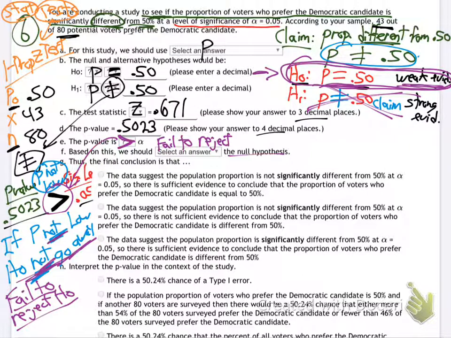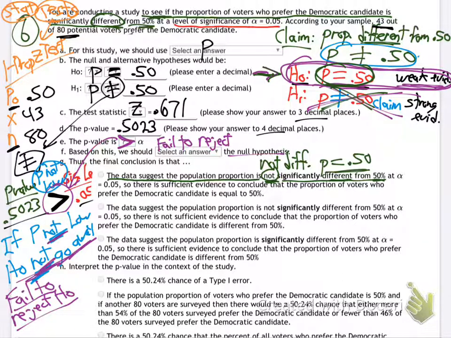And now for our final conclusion. Come in here and take a look at it. Is it the first one? The data suggests the population proportion is not significantly different from 50%. Is that true? Is it not different from 50%? Yeah, that's true. We rejected the other one, and we're keeping H0, which says it's equal to 0.50, which means it's not different. So that's good.